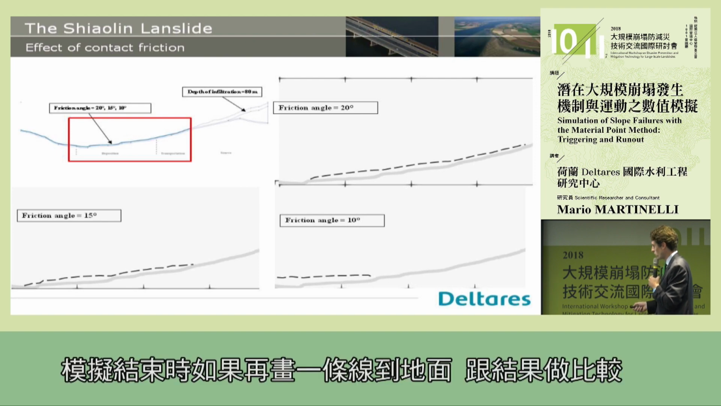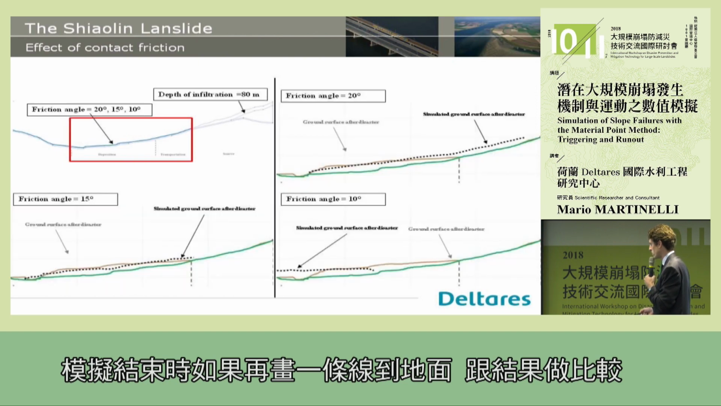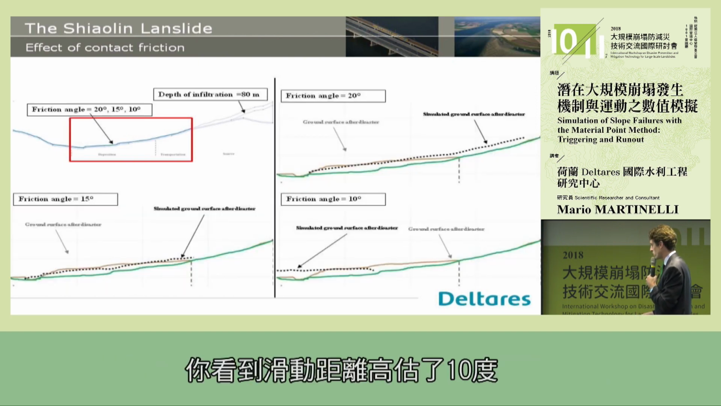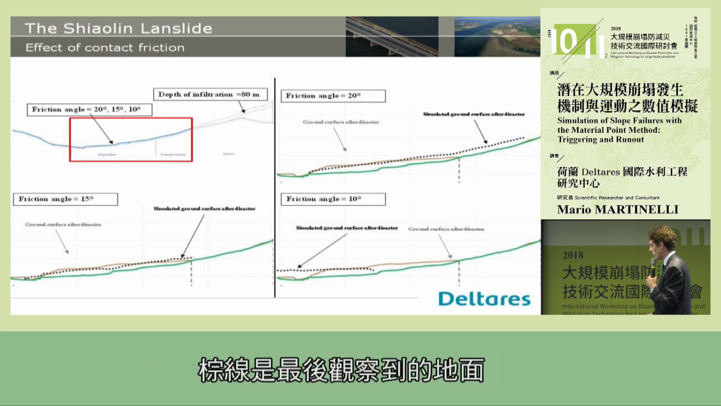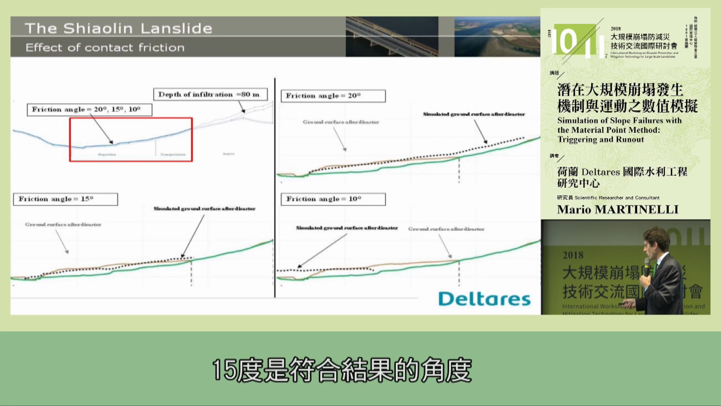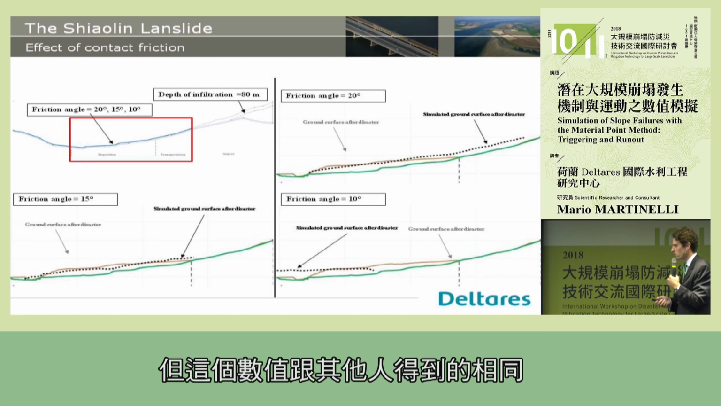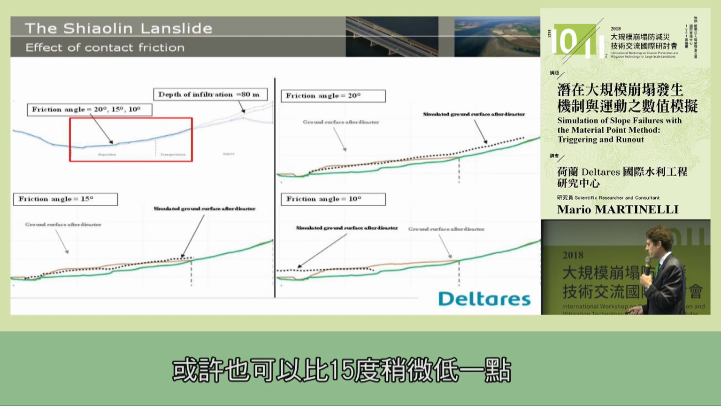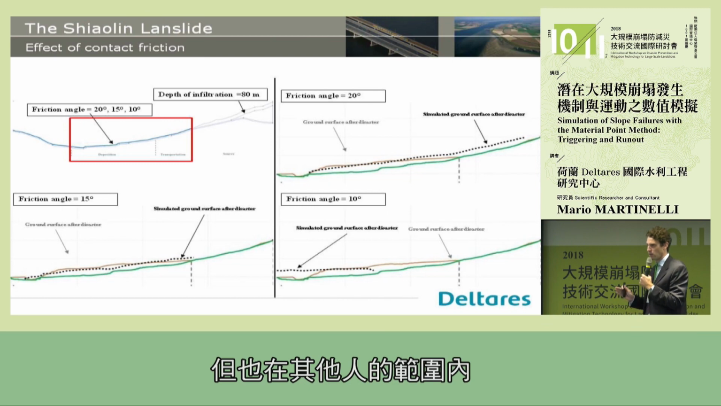Of course, again, if you draw the ground surface at the end of the simulation, you compare against the results. You see that 10 degrees overestimates the runout. The brown line is the ground surface at the end of the observation, and you see that 15 degrees is the one that matches the results. And this value is not different from the value that other people found. It could also be a little bit lower than 15 degrees, so it might also be in the same range as other people found.